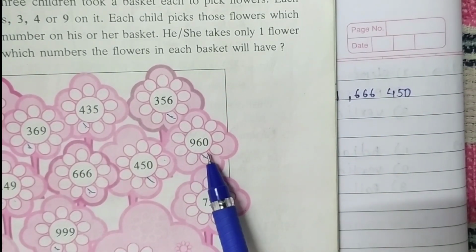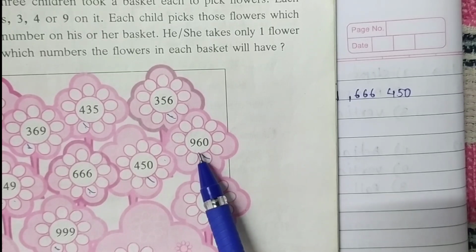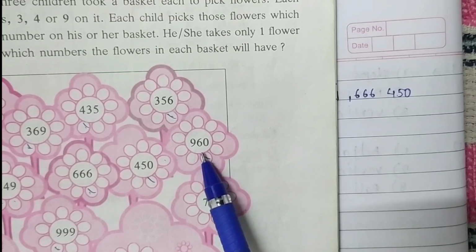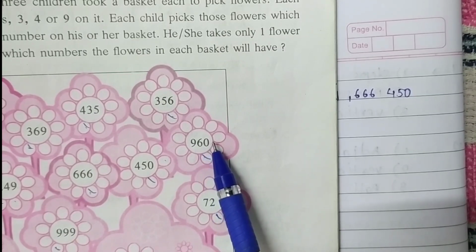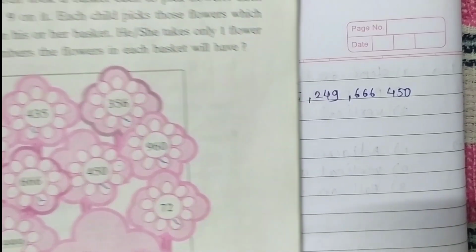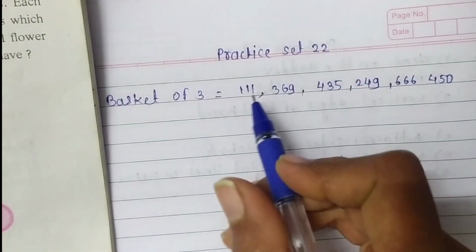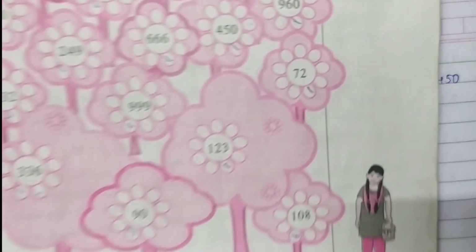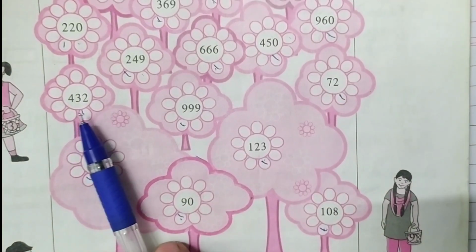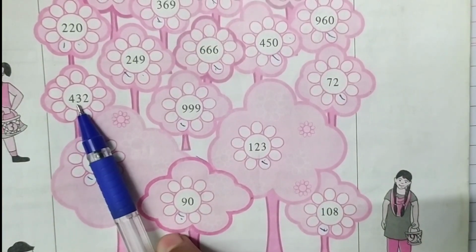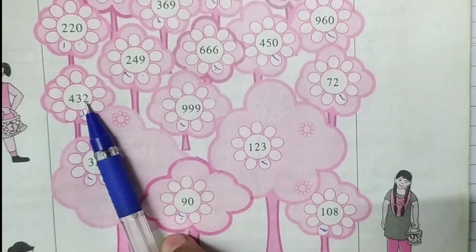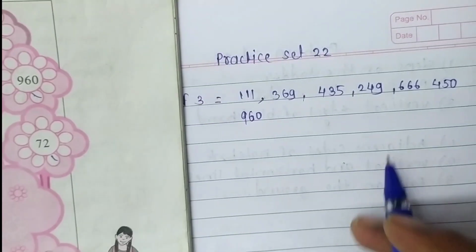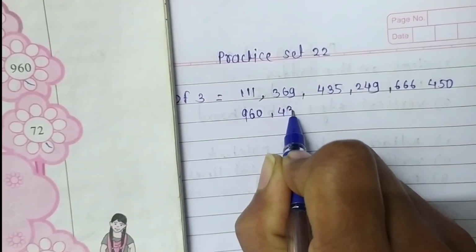Now 960. Let's find out the sum. 9 plus 6, it's 15, plus 0, 15. 15 is divisible by 3, so we can write this number in the basket of 3. Just write here 960. Now the next number is 432. 4 plus 3, it's 7, plus 2, it's 9. 9 is divisible by 3, so we can write this number in the basket of 3. 432.